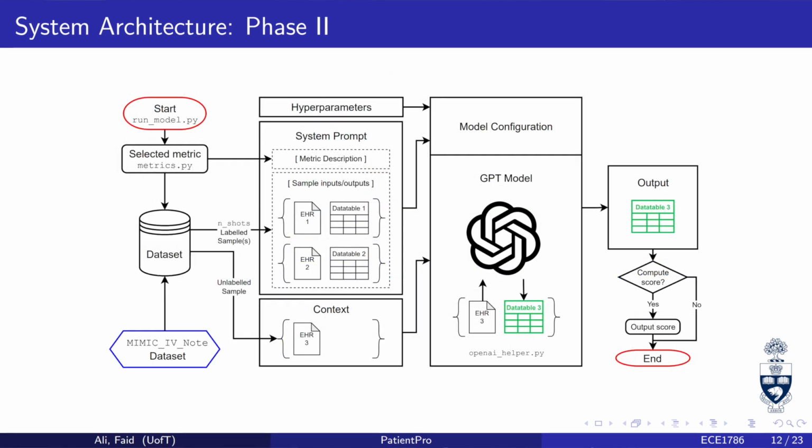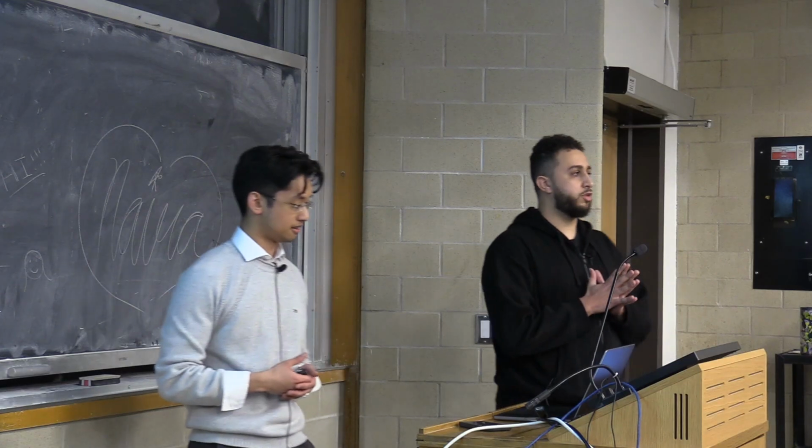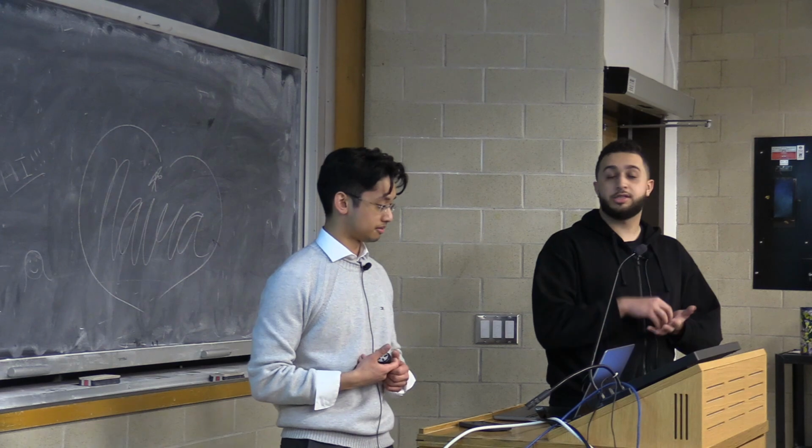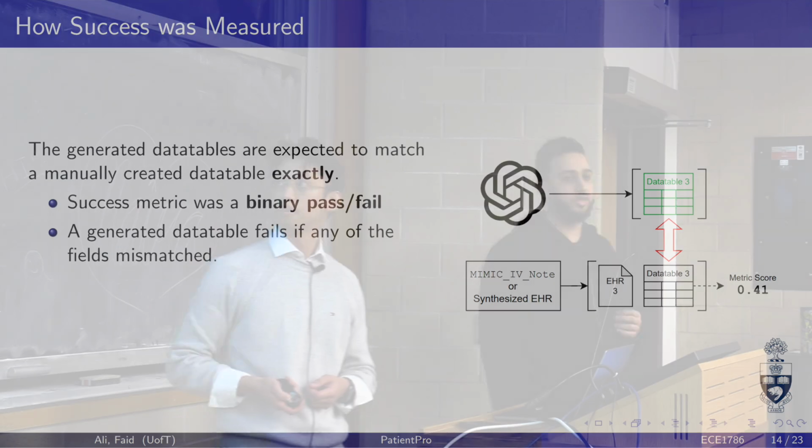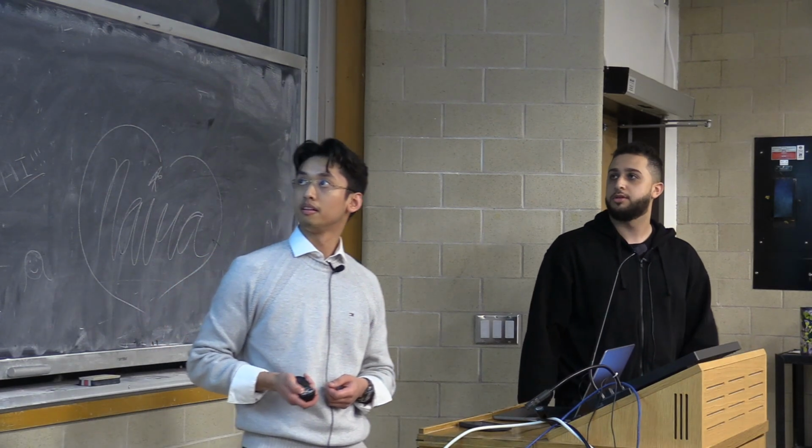For phase two, after we got the MIMIC-IV-Note data set, we were able to use that instead of the synthetic records, and everything else is basically the same. So how do we measure success in this case? Success is considered extracting all the relevant data correctly. Anything else we consider a failure for that particular instance. This score is a binary pass-fail for every EHR that's passed through the system, and that's due to the sensitive nature of this data. You can't really make mistakes with this.